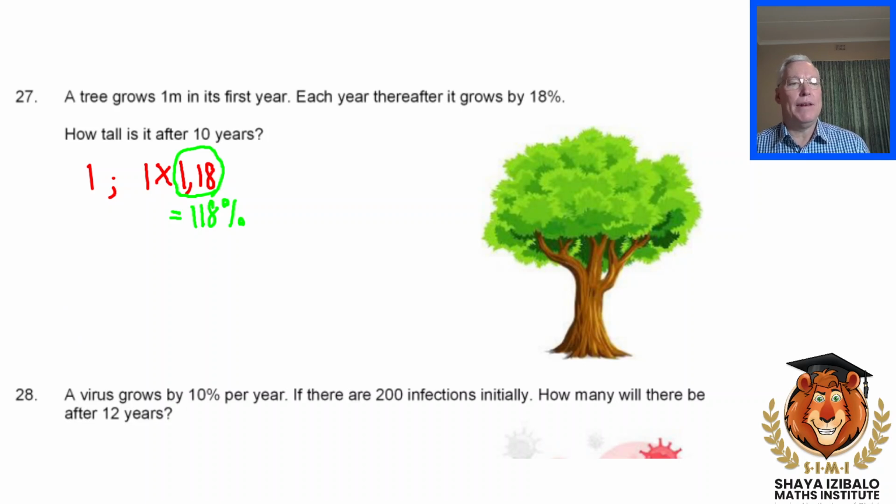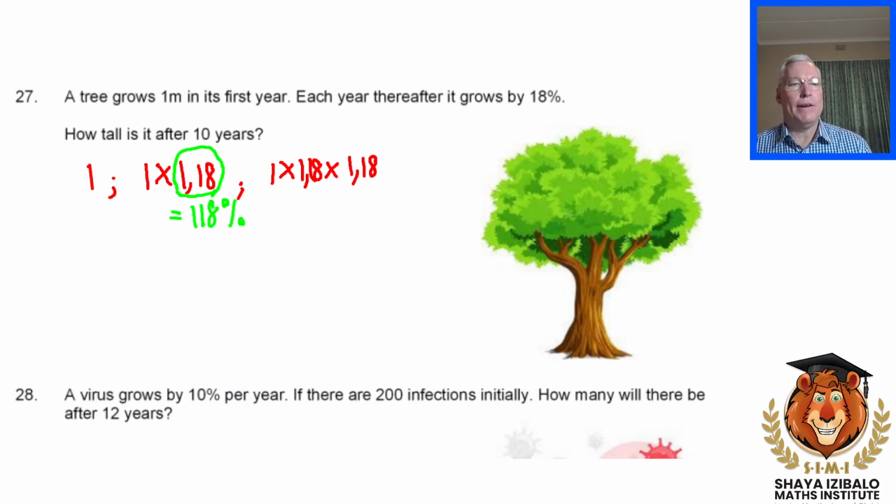But at the end of the next year, it's now grown by 18% of that. So we're going to take our 1 times 1,18, and multiply it by another 1,18. What we want to do with these types of questions is write down a few terms, just as many as we need to see what we're dealing with.